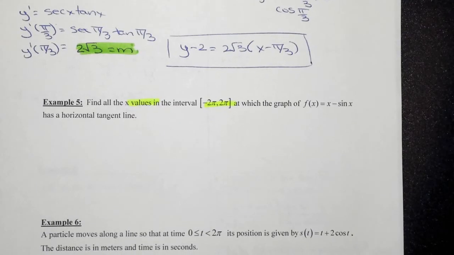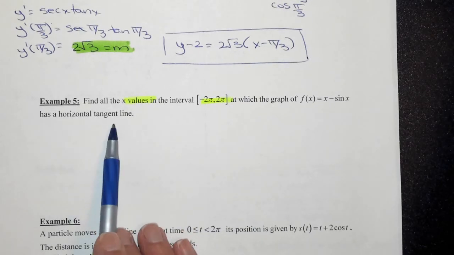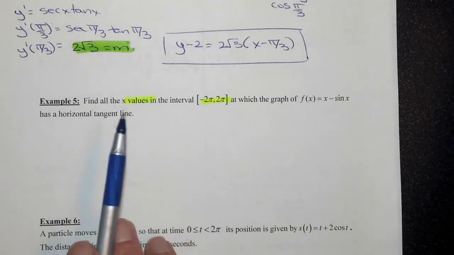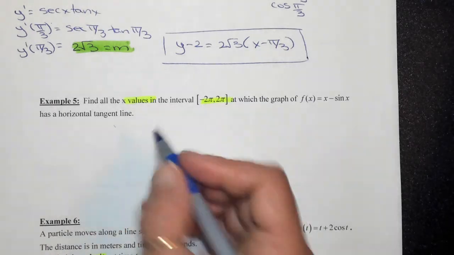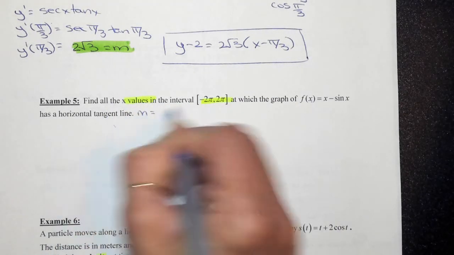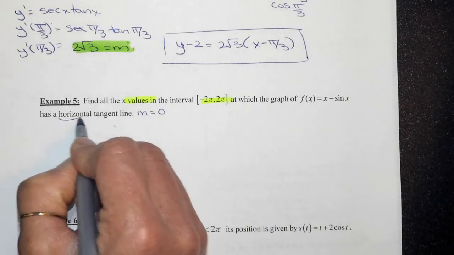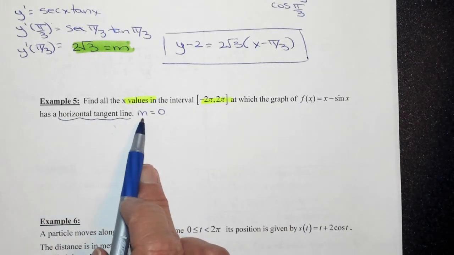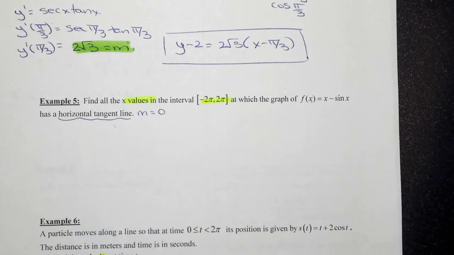Okay, in example 5, it says find all x values in the given interval at which the graph of f of x is equal to x minus the sine of x, and it has a horizontal tangent line. So we've already talked about this, so I'm not going to go through this problem, but if you look on the notes, it's pretty specific. But basically what I want to do is find the derivative and set the derivative equal to 0 because I have a horizontal tangent line, and I know horizontal tangent lines have slopes of 0.